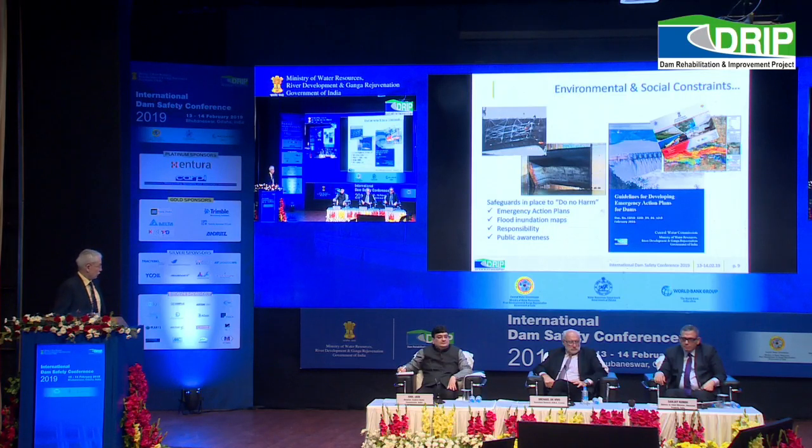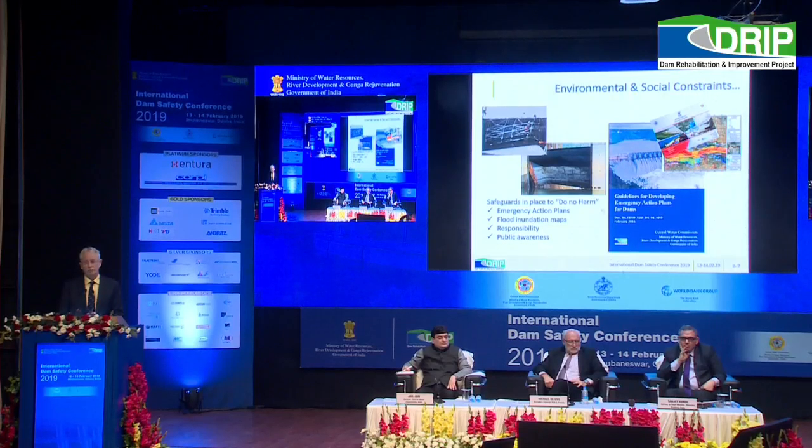So what can we do? We've got some environmental and social constraints, and with emergency action plans and inundation maps and some other tools that have been developed, things are moving forward. And I think at this conference we've also received maybe about 30, 35 new emergency action plans from the constituents, from the projects. These published emergency action plans go a long way in improving the ability of people to maintain and take care of their projects.